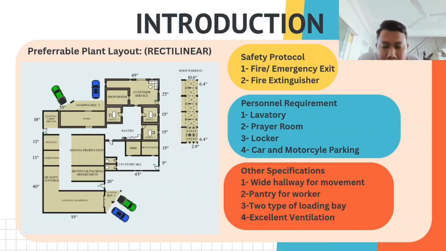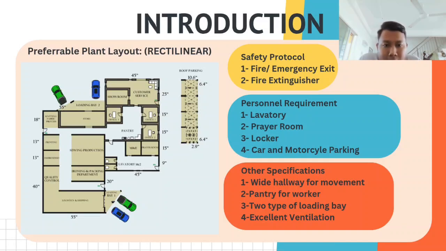So for the introduction, we need to design a plan layout for the facilities. After discussion with our group members, we pointed out a preferable plan layout, which we can see is mostly in rectilinear form. From the layout we can identify the critical components that we need to consider when implementing facilities. The first factor is safety protocol.